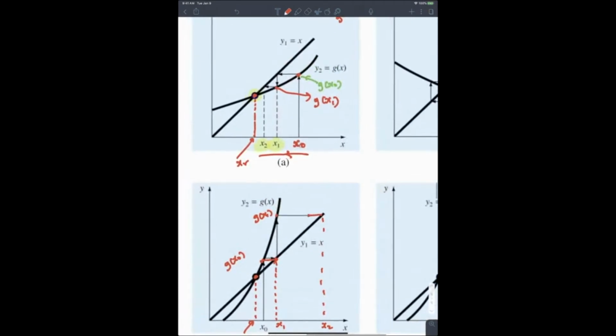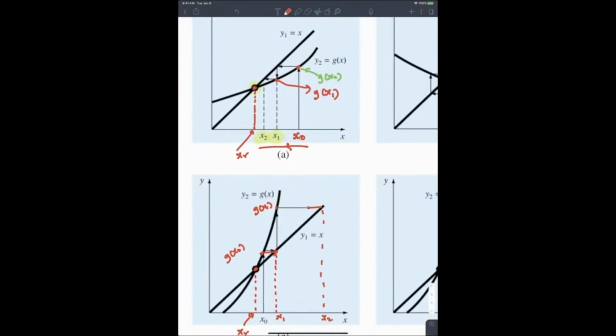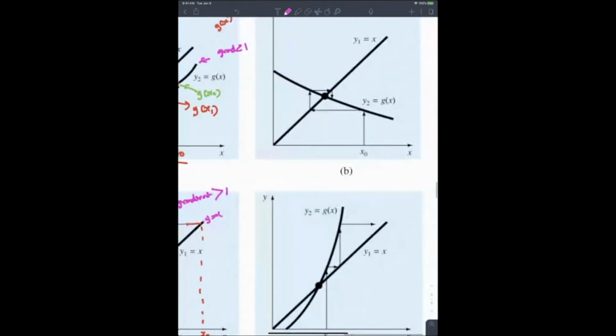If you compare the function g(x) in both these cases, the gradient of g(x) is more than 1 here, close to the root. Here, the gradient is less than 1 close to the root. Why? The gradient of y equals x is 1. So if it is more than 1, it seems it is diverging. Less than 1, it converges. Again, that is not a rule that will always work, but most of the time it does.